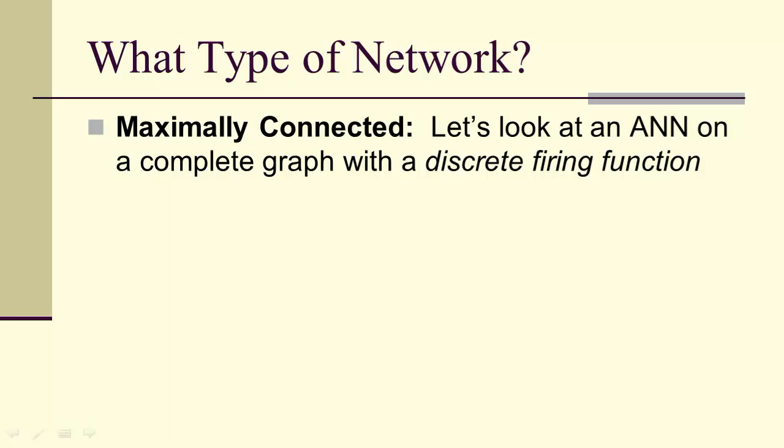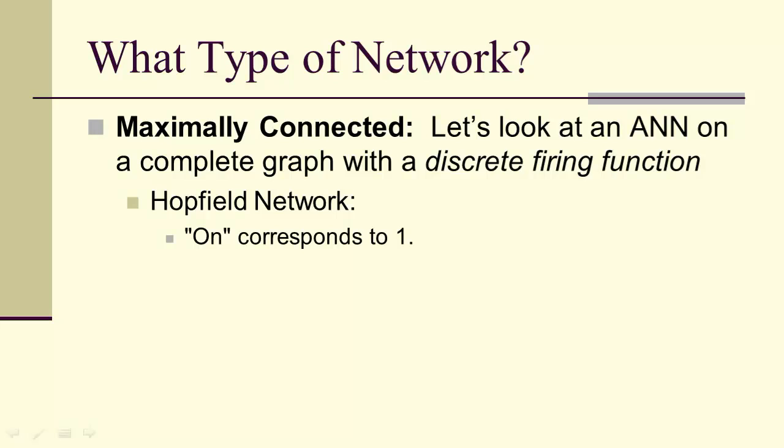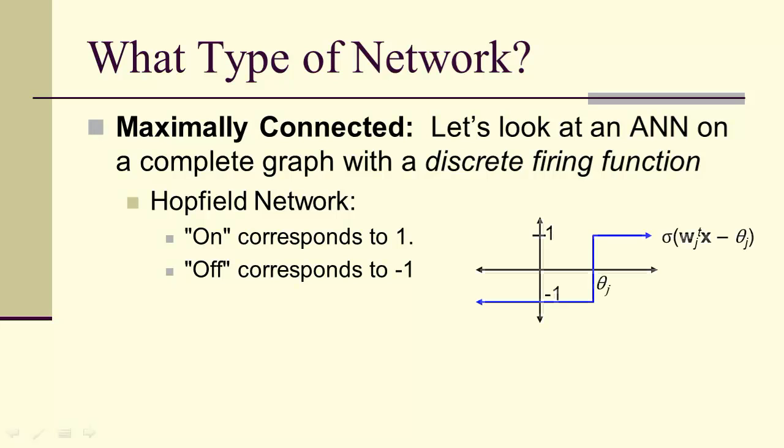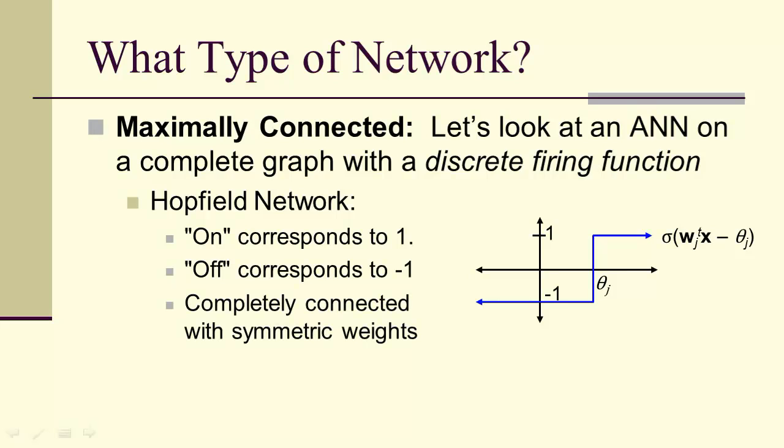So we're going to look at an artificial neural network on a complete graph with a discrete firing function. And in particular, we're going to look at what are called Hopfield networks. On will correspond to 1, and off will correspond to -1, not 0. And so our firing function is actually going to go from -1 to 1 at some threshold theta sub j. And we'll be completely connected. It's a complete graph. And we're going to assume symmetric weights. So w_ij is equal to w_ji.